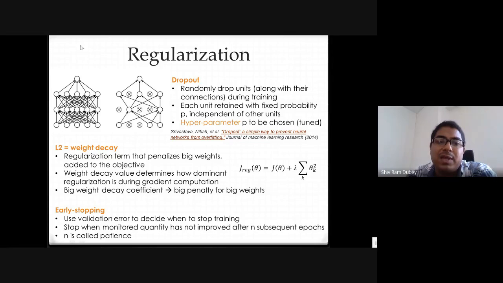What will be the effect? Suppose some neuron is trying to learn some specific characteristic; that will not happen, because there is no guarantee that the neuron will be available in any training iteration. So the learning will be distributed among different neurons rather than only a few neurons, and that leads to regularization, and better performance at the time of testing also.